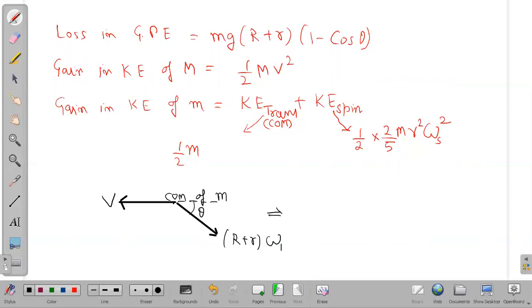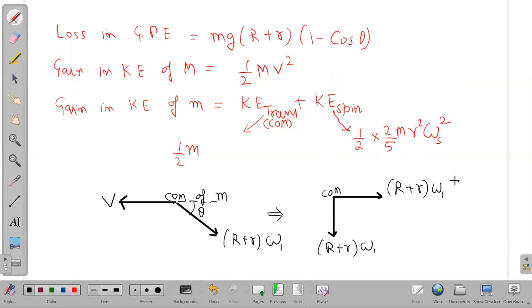So adding them by the rule of components, the horizontal velocity of this portion can be written as, and the vertical velocity will be there. There will be some horizontal velocity, there will be some vertical velocity. So the horizontal velocity of that center of mass will be (R + r) ω1 minus V, that is the horizontal velocity, and the vertical velocity will be (R + r) ω1. Sorry, here it will be cos theta also. Okay, the mistake, I forgot to take the components.